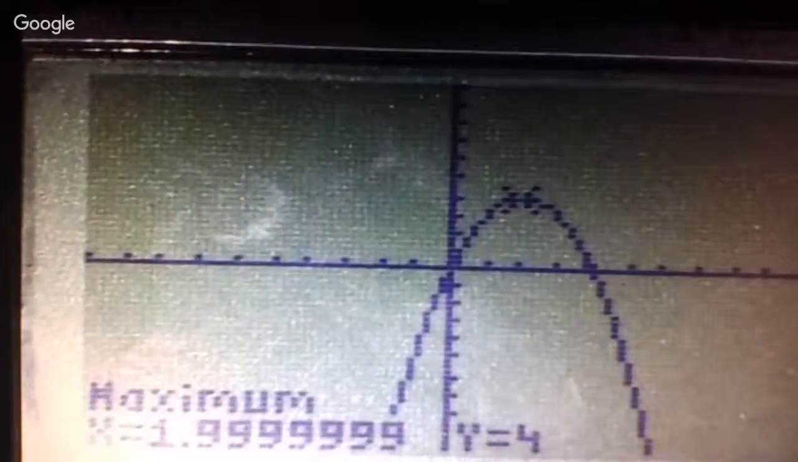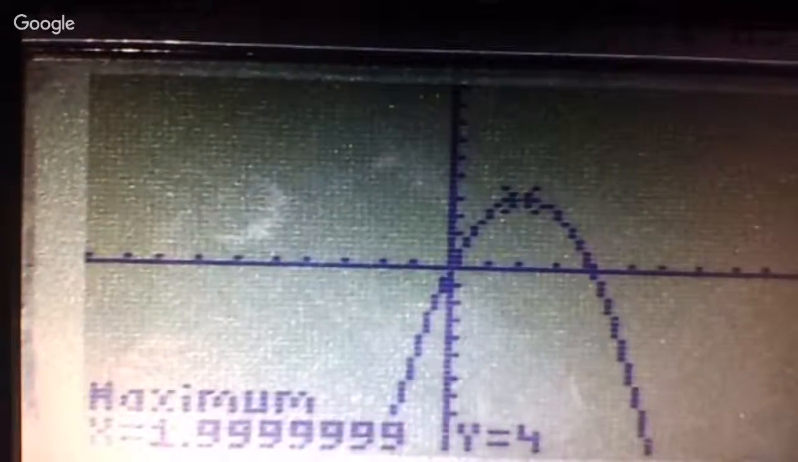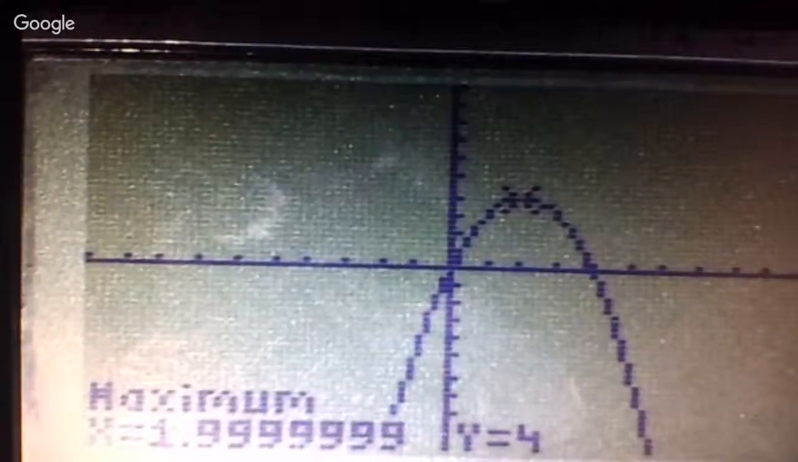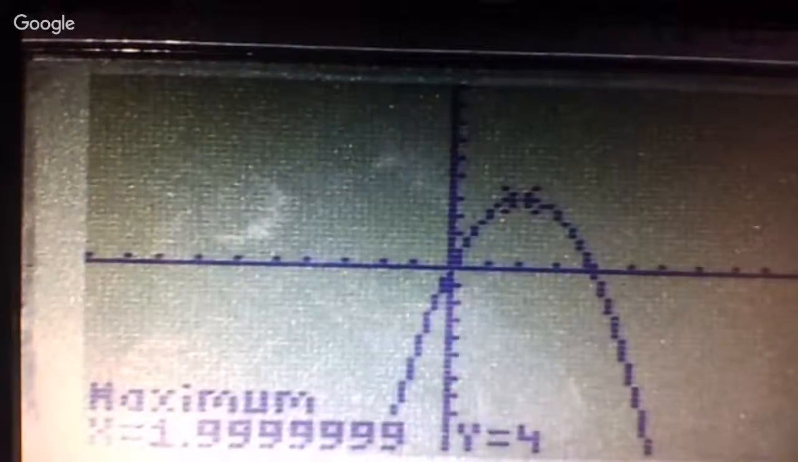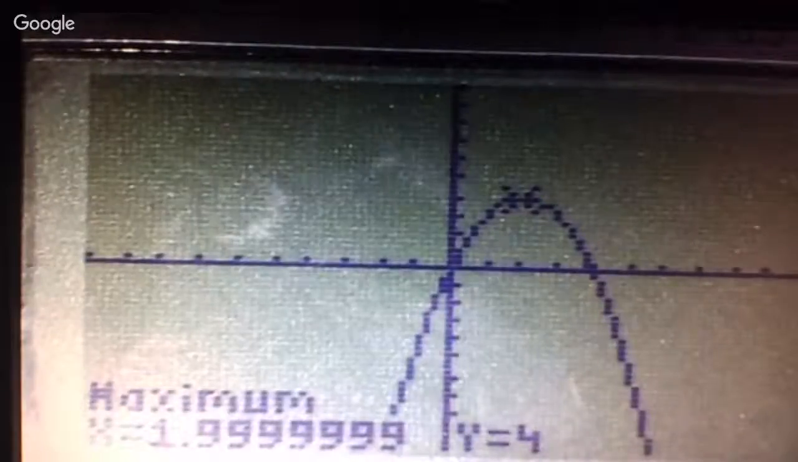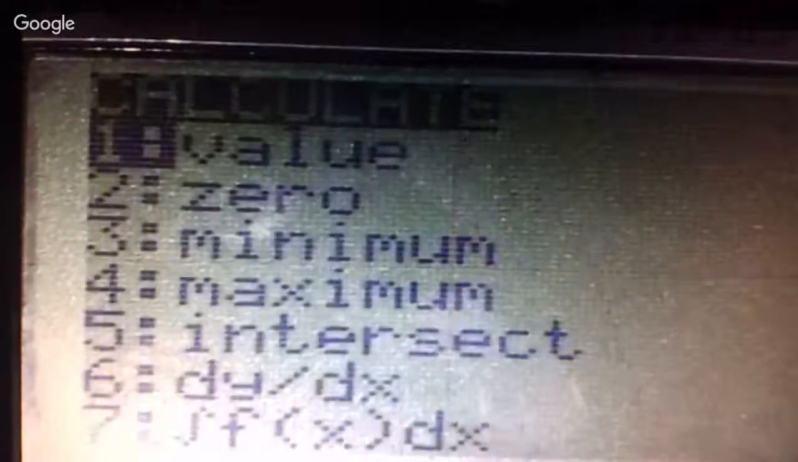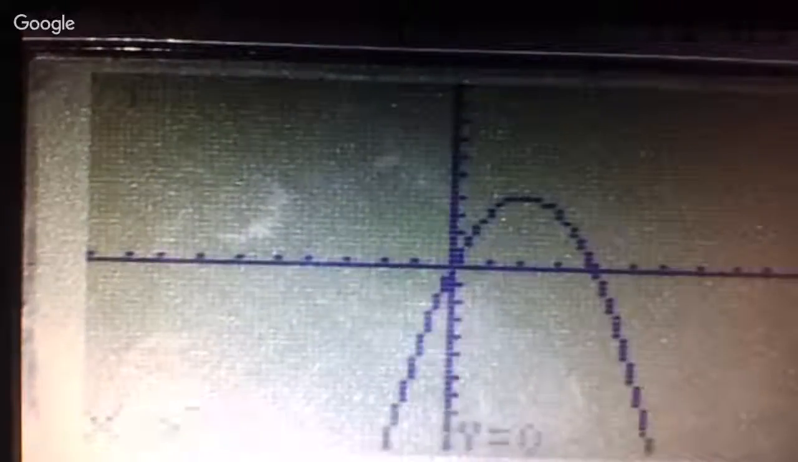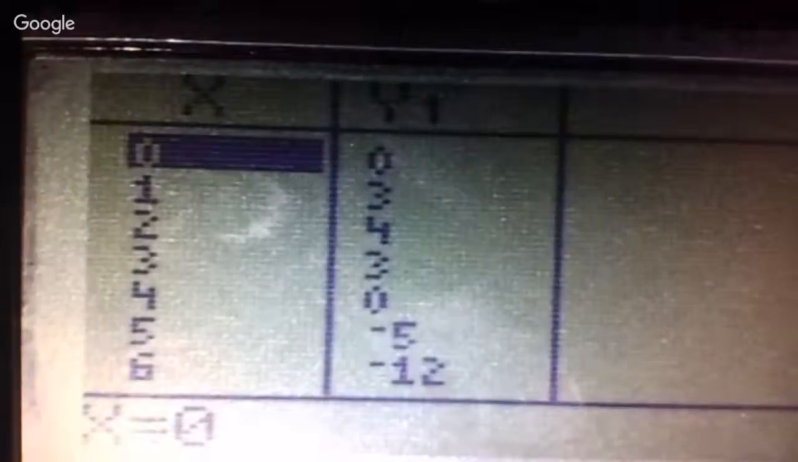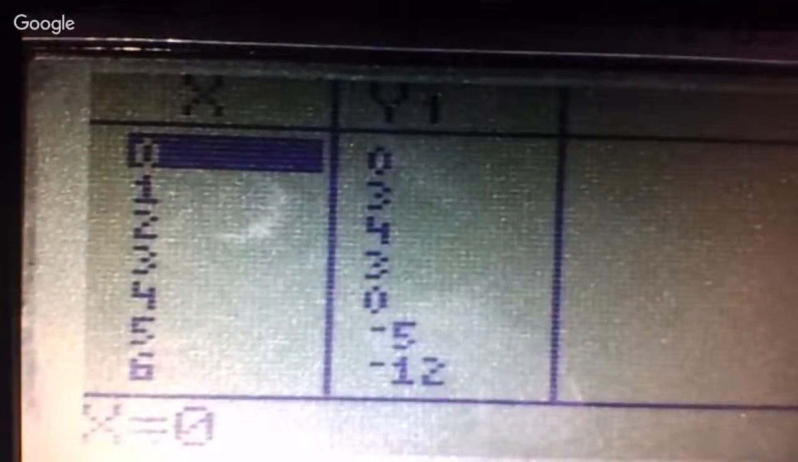Okay. Find your y-intercept. Again, either use your table or find the value. What does my x have to equal if I'm on the y? 0. So I can do a value, 0, 0, or I can go to the table, and guess what? 0, 0. So your y-intercept is at 0.